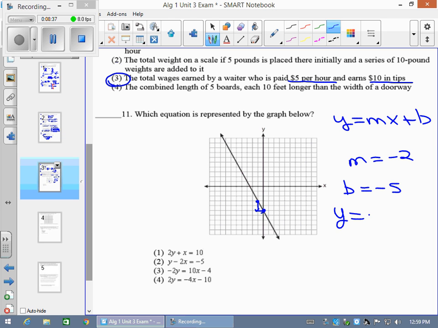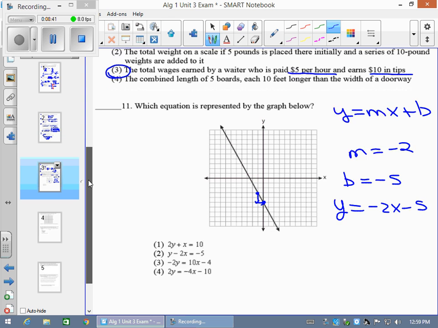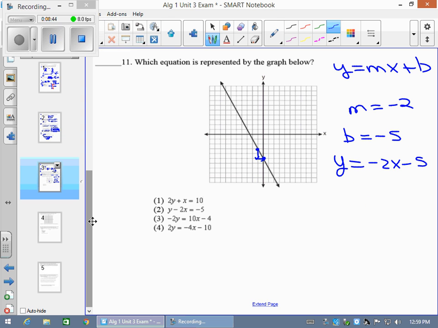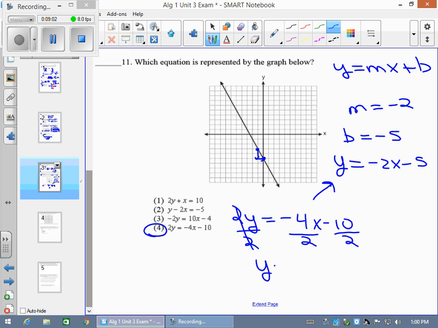The tricky part about this question is not all of the choices were solved for y. You would have to take each choice and solve it for y to see which one is going to give you your answer choice. It turned out to be choice 4 because if you take that equation, 2y equals negative 4x minus 10, and you solve for y by dividing each piece by 2, you get y equals negative 2x minus 5. It's the same as the equation of the line you wrote. So question 11 should be choice 4.